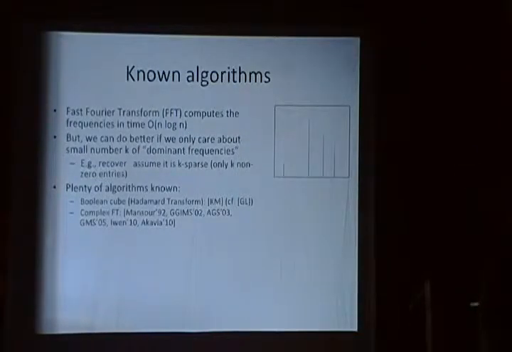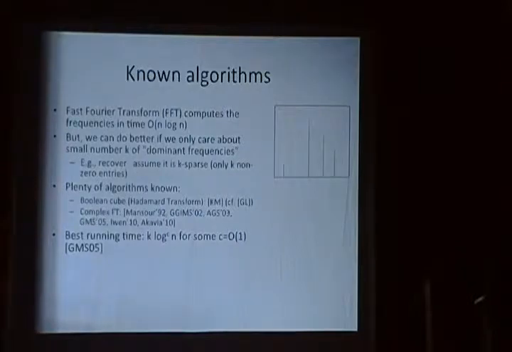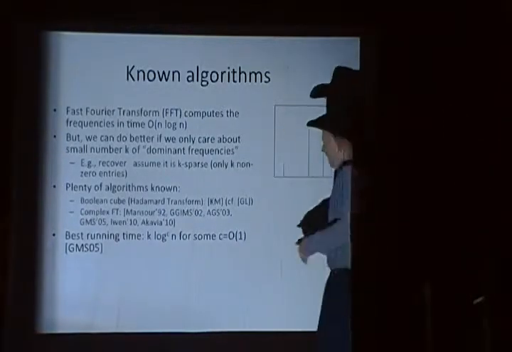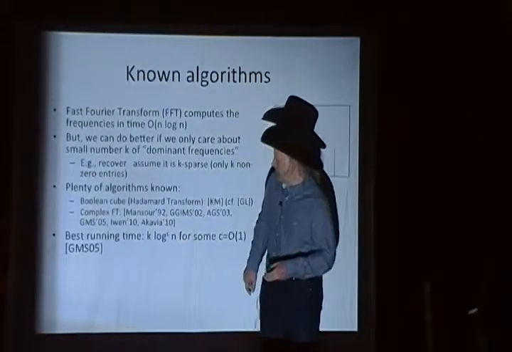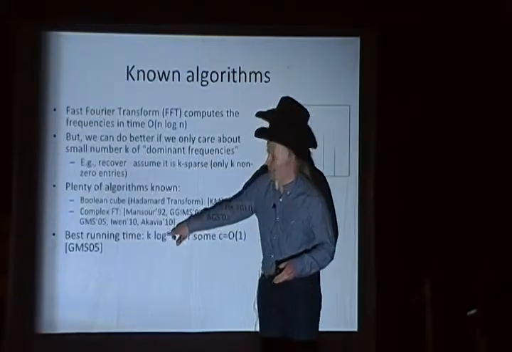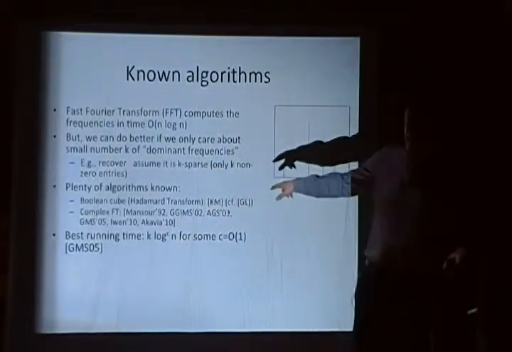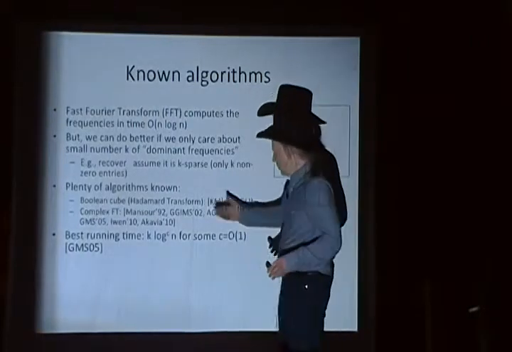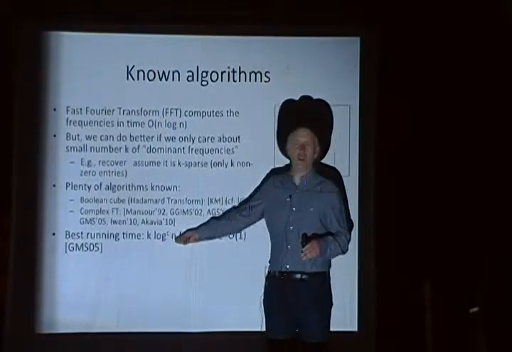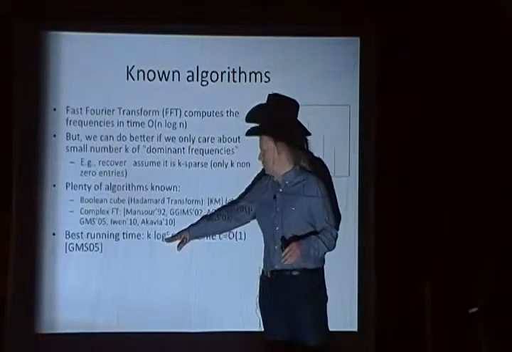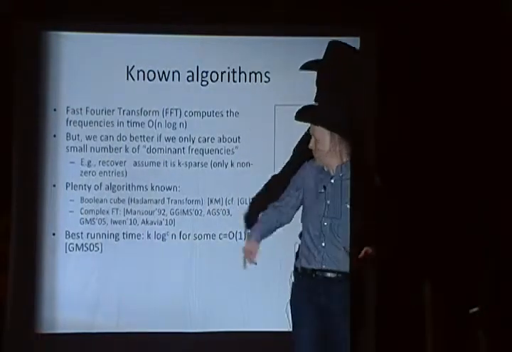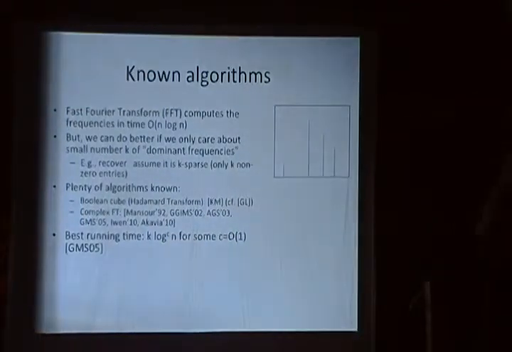Starting from 92, people have been working a lot on developing faster algorithms for the standard discrete Fourier transform. And there has been a lot of work on that. Perhaps the culmination of this line of research resulted in an algorithm with a running time of the form k times log of n to some constant c. In theoretical computer science, we often refer to this as k polylog of n, that is, a log to some power. And this is due to Gilbert, Indyk, Hassanieh, and Kapralov.